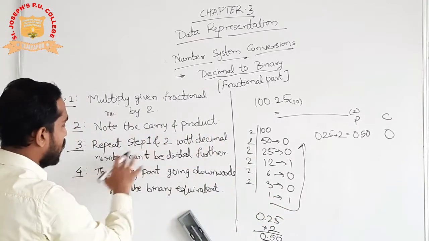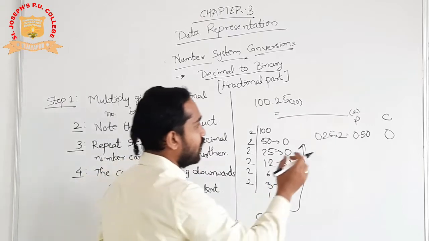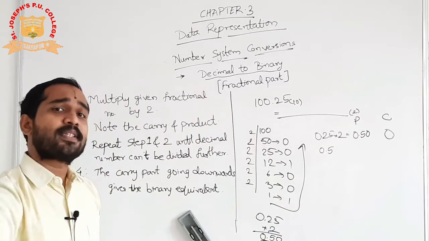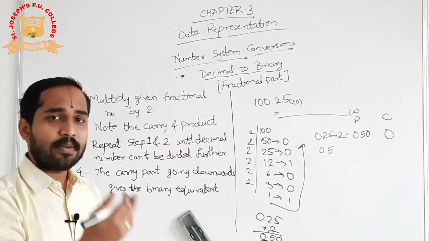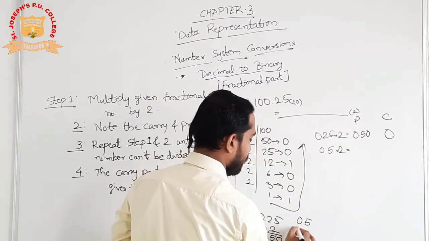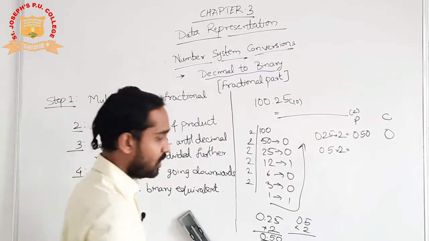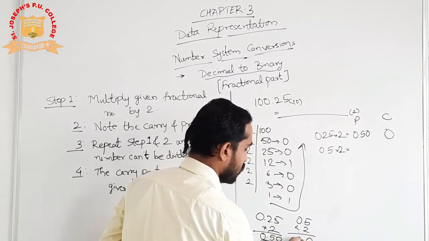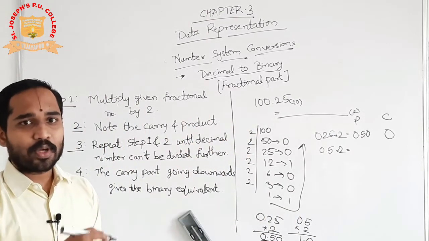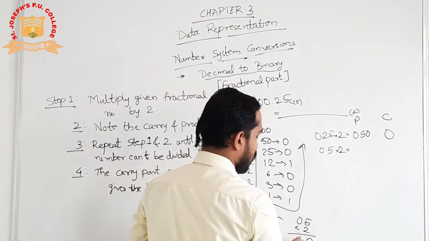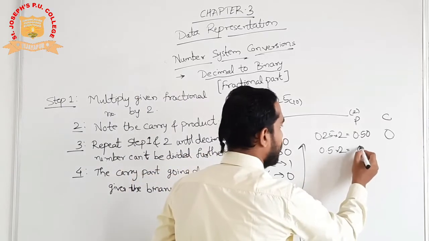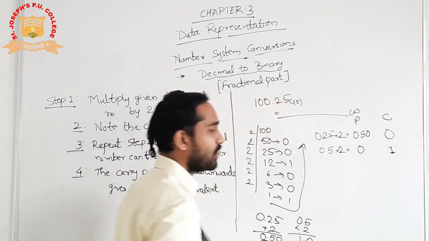Repeat step 1 and 2 until the decimal number can't be divided further. Consider only the decimal number, that means 0.5. Repeat the step, that means again multiply it by 2 and note down the carry and product. So 0.5 into 2: 2 5s are 10, so 1 remains. Then it is 1.0. 1.0 means 1 is the carry, 0 is the product. So here you write 0 as the product and 1 as the carry.